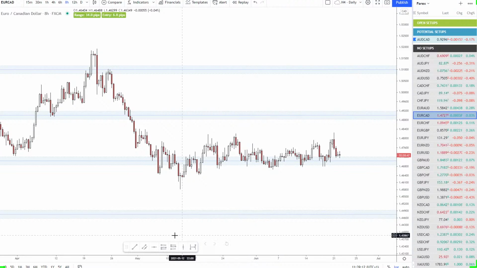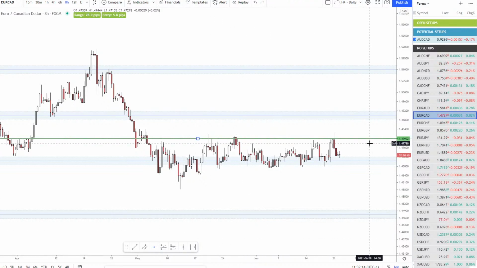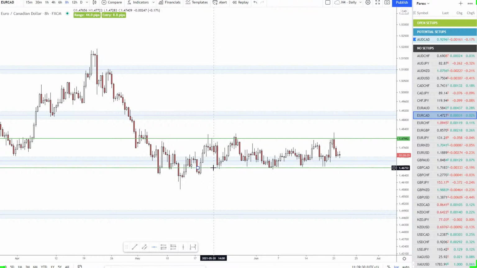EURCAD has somewhat of a range on the 8-hour chart. It's not a great range, but it is a range. So what defines a range? Basically, we're just looking for bounces from the top and the bottom of an area. So I'll put the green lines to denote the area. The bounces from the top are as follows. We've got 3 bounces from the top. The minimum for a range is 2, but we've got 3 here.